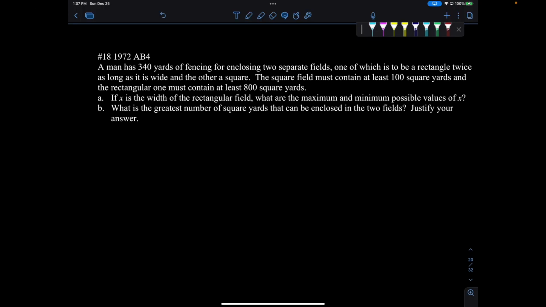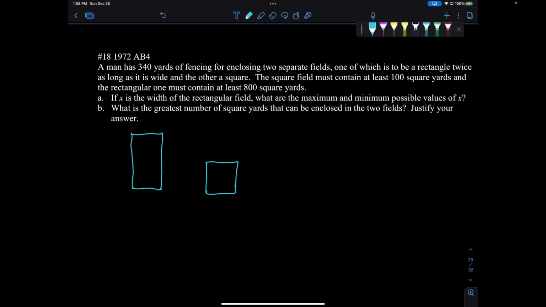All right, let's take a look at number 18 here. 1972 AB4. A man has 340 yards of fencing for enclosing 2 separate fields, one of which is to be a rectangle twice as long as it is wide. So twice as long as it is wide. The other is going to be a square.